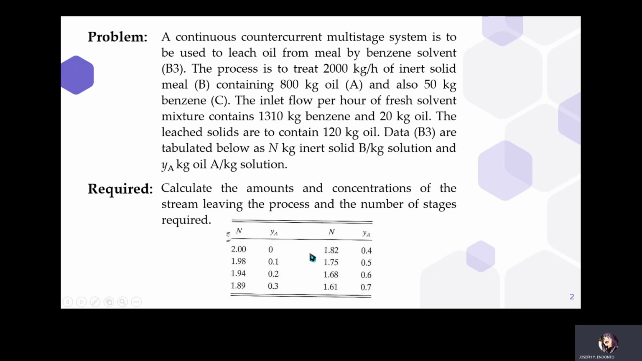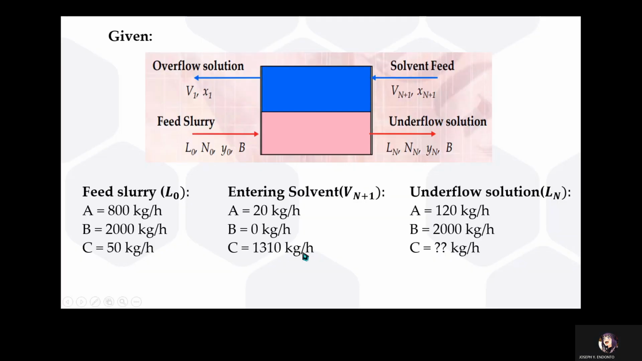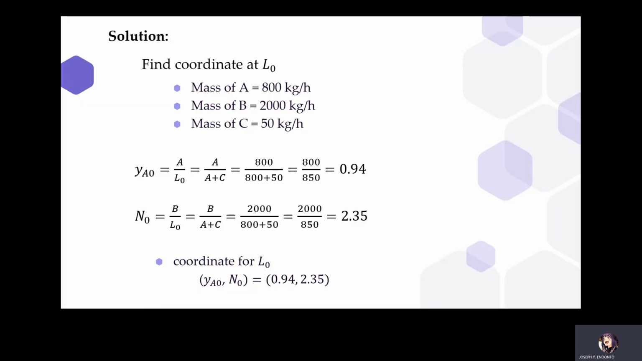So as you can see, these are the tabulated data that are given in the problem. So this is the mass balance diagram where the feed slurry and the entering solvent A, B, and C are given. And as you can see in the underflow solution L sub n, only the value of A and B is given while C is unknown. So in solving this problem, first we find the coordinate at L sub 0, which is the feed slurry. And as you can see, the mass of A, B, and C are given.